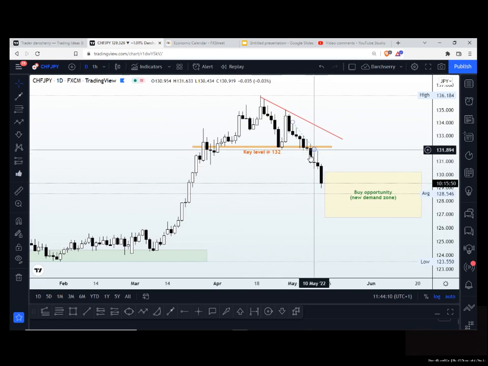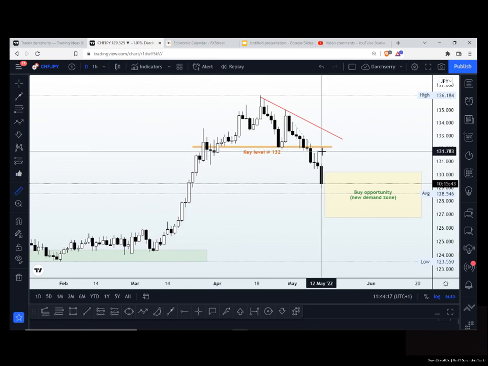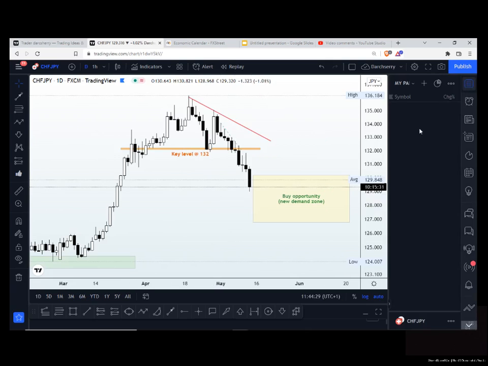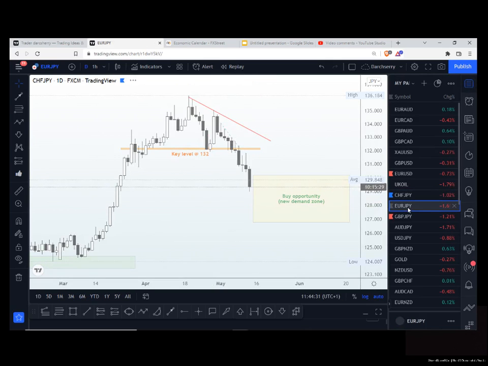So if you are the one that took that sell opportunity, good for you. I think you will have been how many pips in profit now? If you took the rejection of this area, you will have been around 200 pips, over 200 pips, and that's good money for whosoever has taken that opportunity on the CHF JPY. So moving on to Euro JPY too as well.